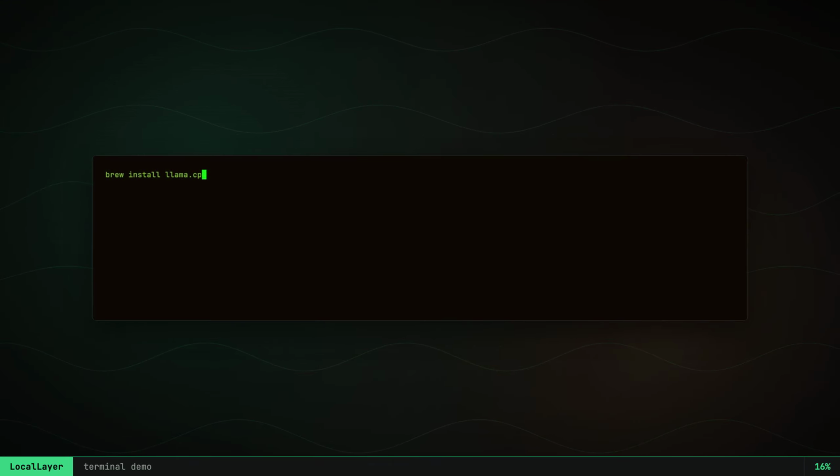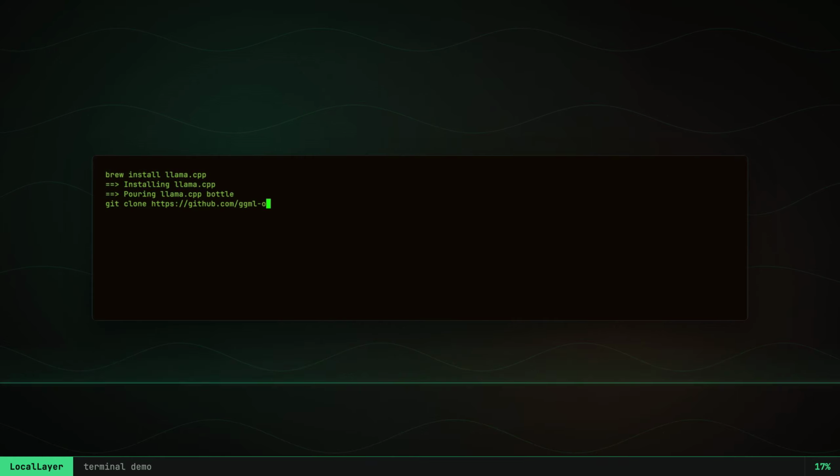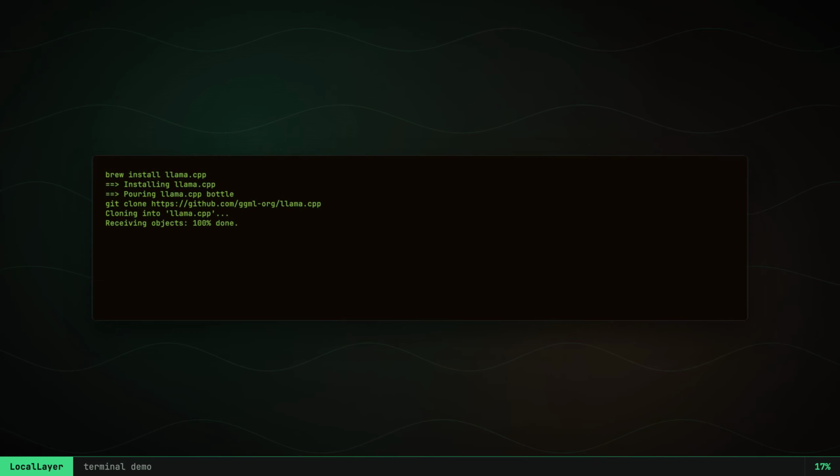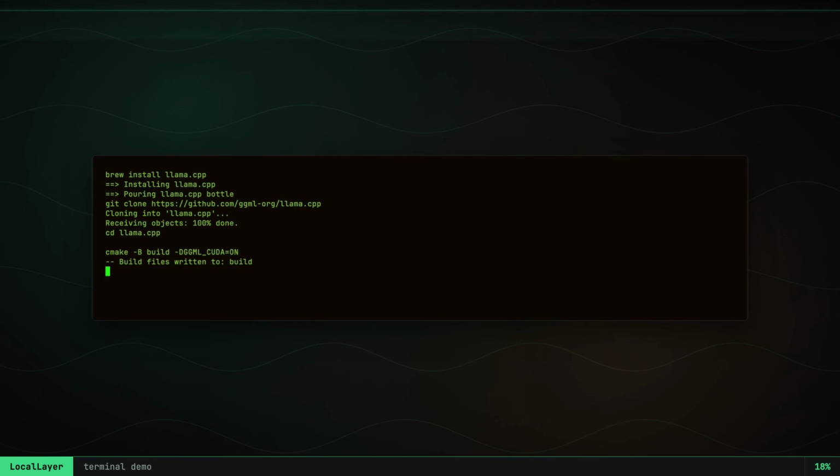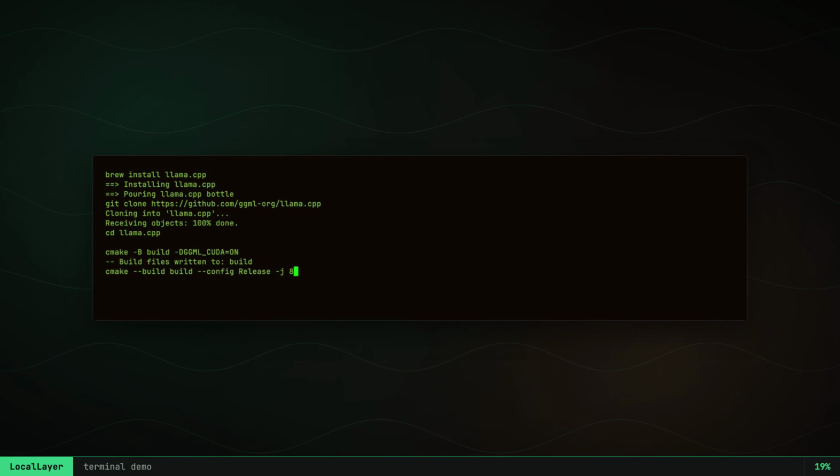Installing llama.cpp today is one line: Homebrew, Winget, Nix, or Conda Forge, and the Conda build ships CUDA, Vulkan, and Metal backends already compiled in. Building from source with CUDA support is just as short. Clone the repo, then CMake with GGML_CUDA on, then build with 8 threads.